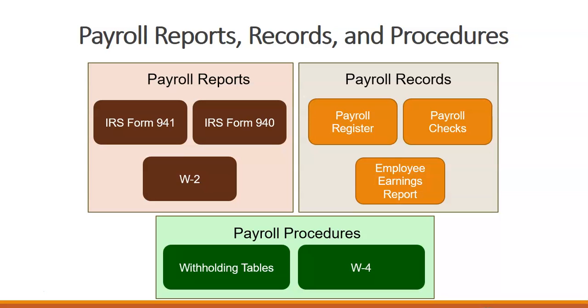Then your employer records your payroll for the entire year. They keep a payroll register. They have employee earning reports. They issue checks, and then at the end of every year, they're going to issue a W-2, which has all of the information on it that says how much you earned, how much was withheld, and it also includes the different amounts. So if you withheld stuff for health insurance, that's going to be in a box on your W-2. If you withheld for retirement contributions, that's going to be on your W-2.